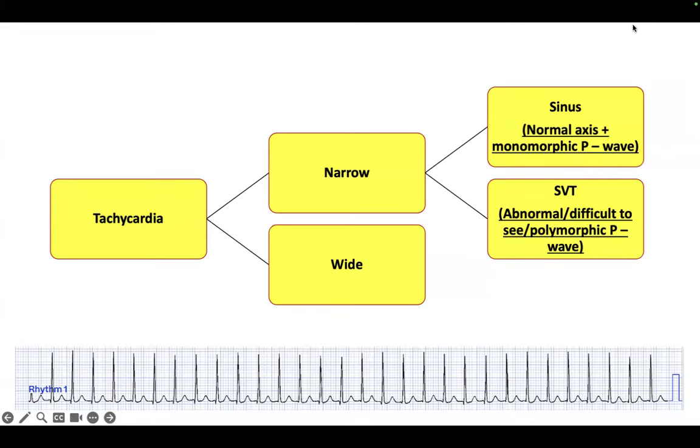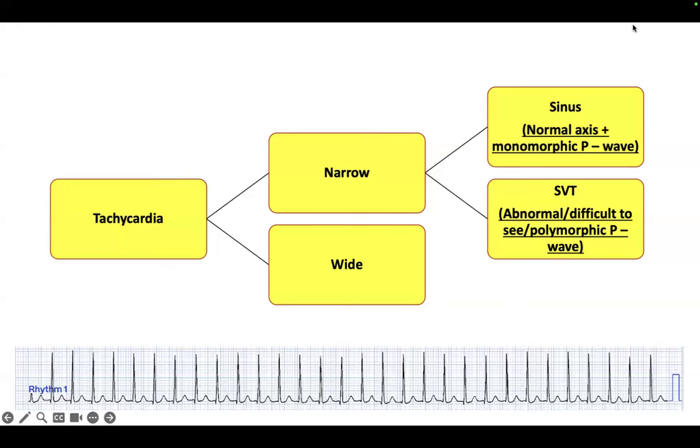And if you think it's SVT, you should not be able to see a normal P wave axis, or you may not even see a distinct P wave, or the P wave is polymorphic or abnormal in axis. So either an abnormal P wave axis, difficult to see, cannot really see the P wave, or polymorphic P waves. Makes sense, guys? It's really easy. Whenever you see a tachycardia that is narrow, immediately you study the P waves.